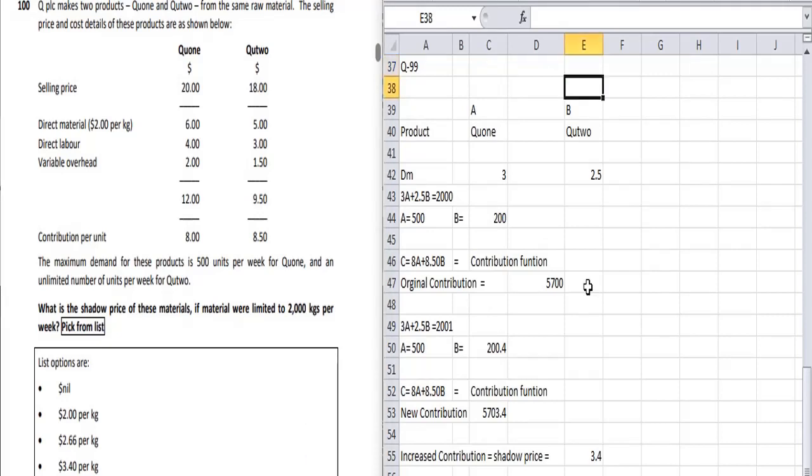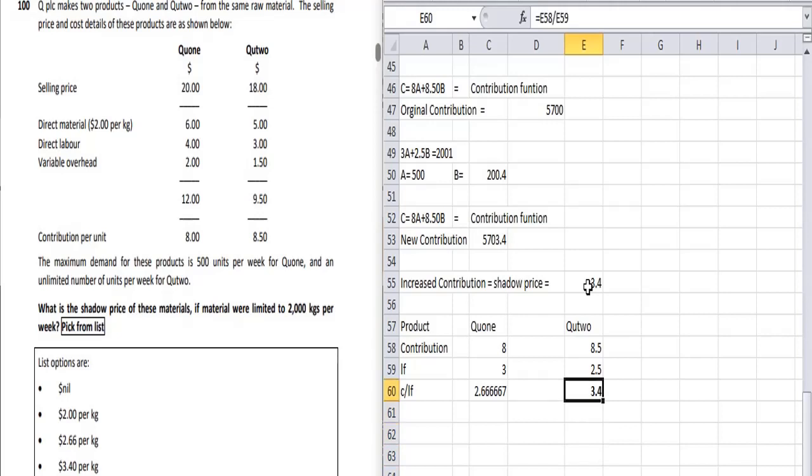So in our second method, the contribution per limiting factor of Q2 is our shadow price. And why so? Because Q2 has unlimited maximum demand, so if we get one additional kg, how many units of Q2 will it enable us to produce? If we need one kg, 1 divided by that, so 0.4 units, and the contribution it generates is 8.5. Doing it this way also gives 3.4.